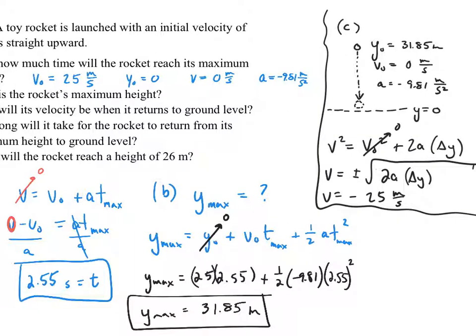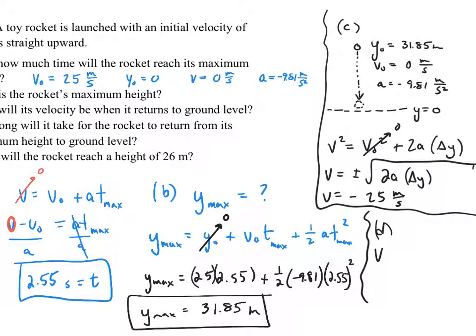Yeah? So the time would be the same on both sides? Very good. And Valentina had her hand up earlier because she was going to say, let's just use the time. Because of symmetry, the time up equals the time down. So look at part D. How long will it take for the rocket to return from max height to ground level? The answer is just 2.55. And if you don't believe me, you can check.